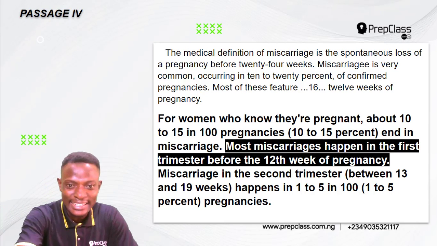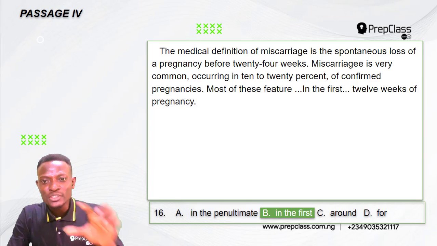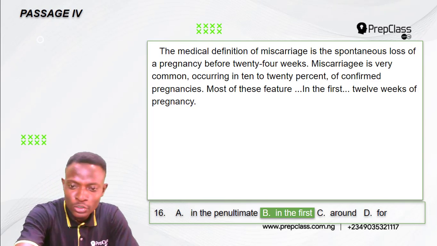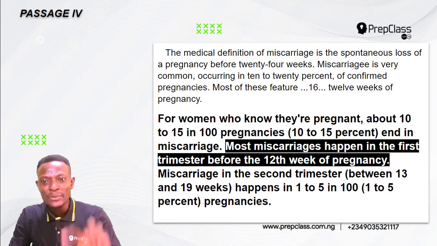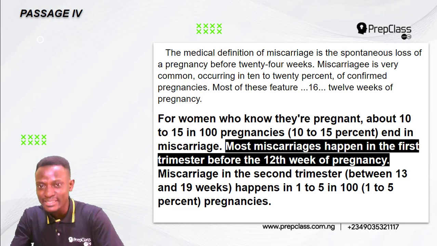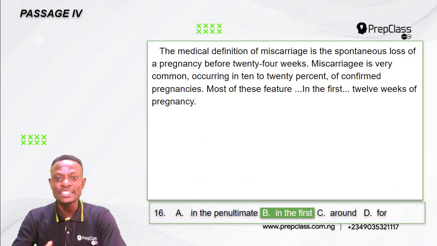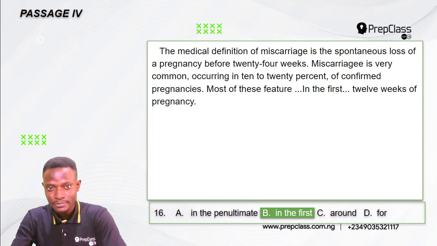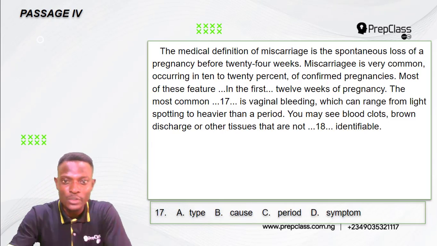So the answer is, most of these feature in the first 12 weeks of pregnancy. According to what we just read, most miscarriages happen in the first trimester before the 12th week of pregnancy. So most of these, that is most of miscarriages, happen in the first 12 weeks of pregnancy. Alright, moving on, question 17.